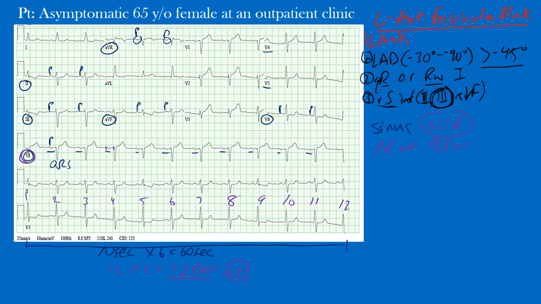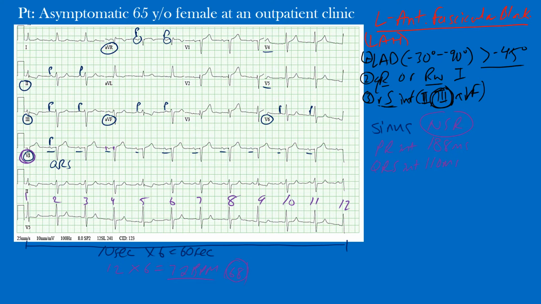How about our QRS complex? On initial appearance, the QRS duration appears slightly wide, although it's actually less than 120 milliseconds, so it is considered normal. The QRS interval here was actually 110 milliseconds. Remember, the QRS interval is from the beginning of the QRS complex to the end of it.